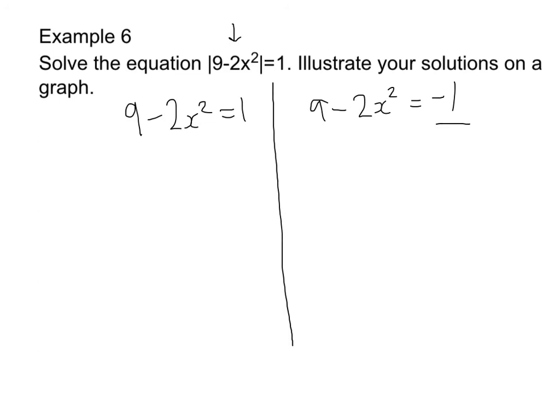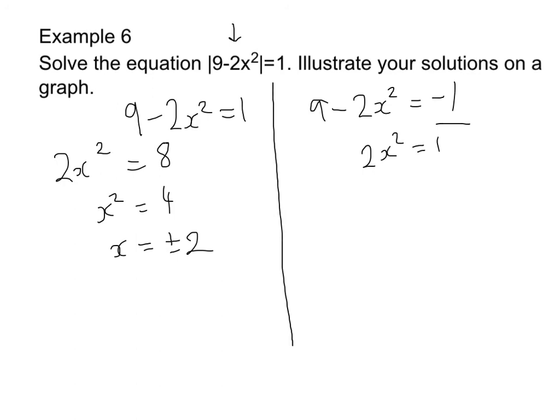So if we solve these to find x, we've got that 2x squared equals 8, x squared is 4, so x is plus or minus 2. On the right hand side you've got that 2x squared is 10, x squared is 5, and x is therefore plus or minus root 5. So we've done the solving bit, we now need to illustrate the solutions on a graph and find out which of these four solutions are the correct options here.